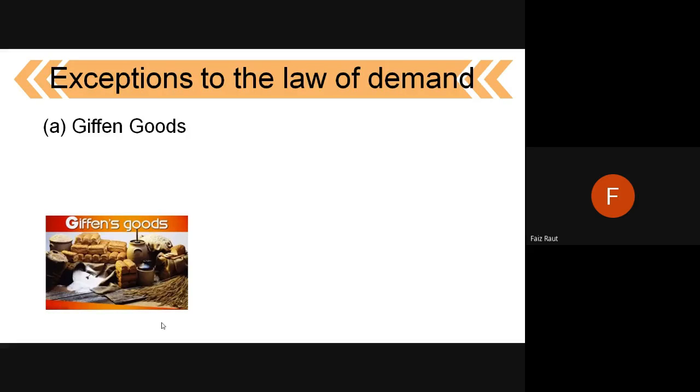But the demand for Giffen goods never changes in spite of a rise in income, or decrease in price, or increase in price, whatever happens. So this is the exception to the law of demand. In the law of demand, if the price of anything changes, the demand for that thing also changes, but in Giffen goods it doesn't happen.